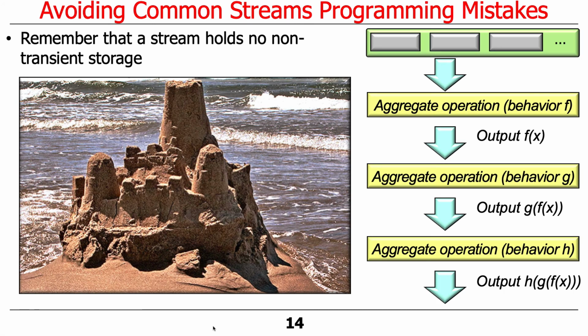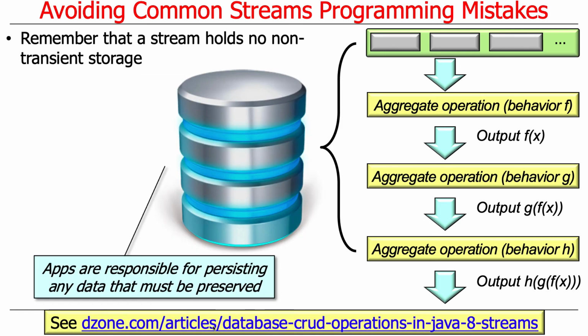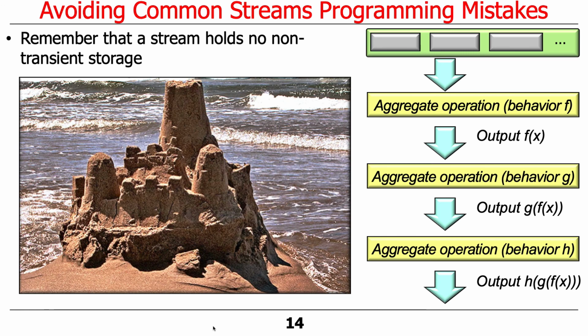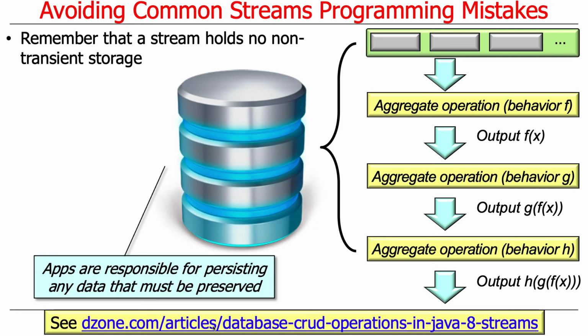Also remember that a stream holds no non-transient storage. So if you have a stream and you want the values of the stream to persist, they will not persist unless you explicitly persist them somehow. So you need to put them in some sort of a database if you want them to keep their state. Otherwise, if your program were to crash while the stream was running, whatever was in those memory buffers would be lost. So you're responsible for persisting things.